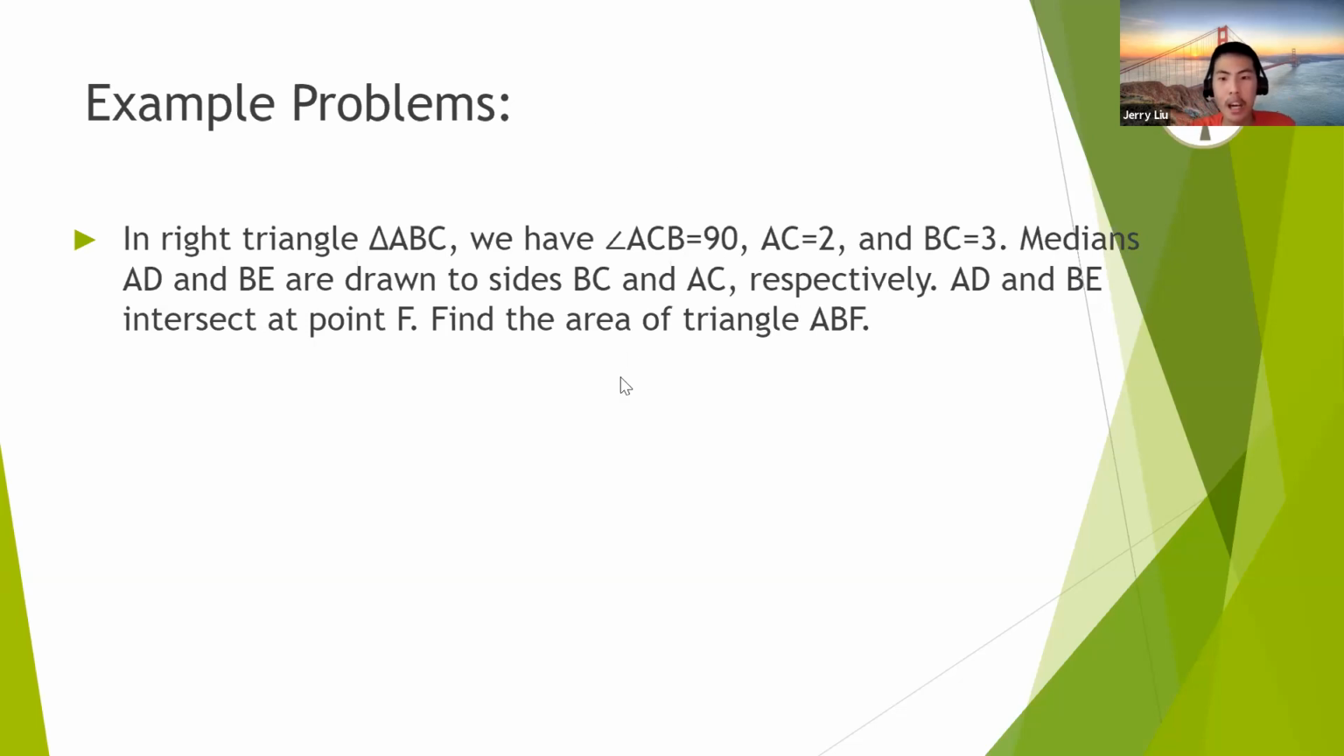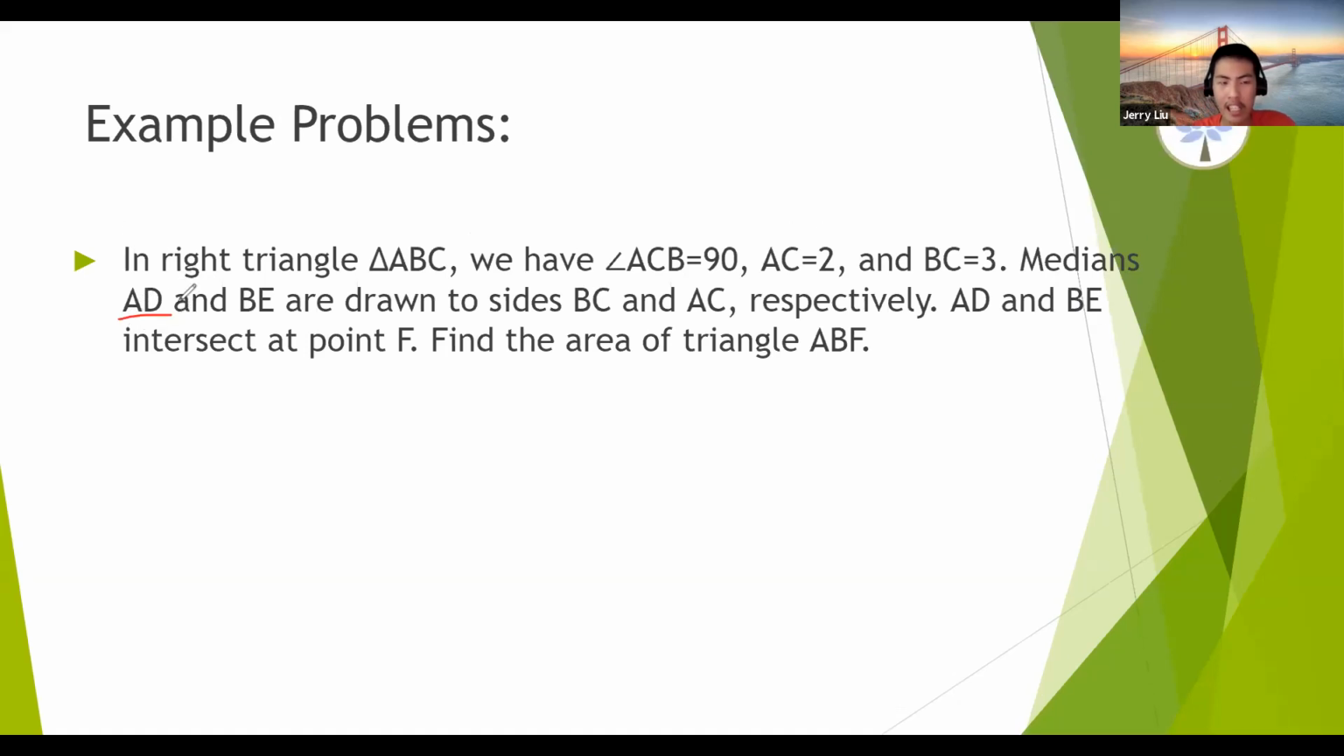So when we say the median AD, we mean that the line runs through vertex A and goes through D, which is the midpoint of BC. The same thing can be said about BE, as it intersects AC. So we know AD and BE intersect at point F. What's the area of triangle ABF? I'll give you guys about 5 minutes to solve this problem, and if you're done early, you can put your answers in the chat.